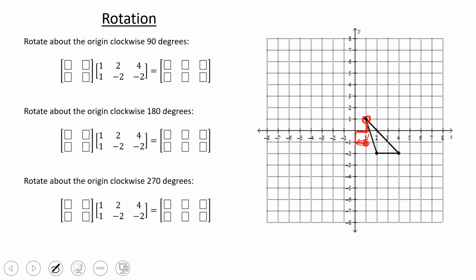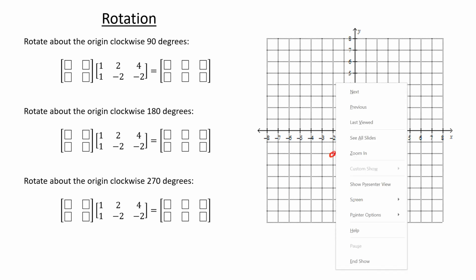And I'm going to do the same thing for all of the points. So instead of down 2, right 2, if I rotate that 90 degrees, it would now be left 2, down 2. So that's right here.